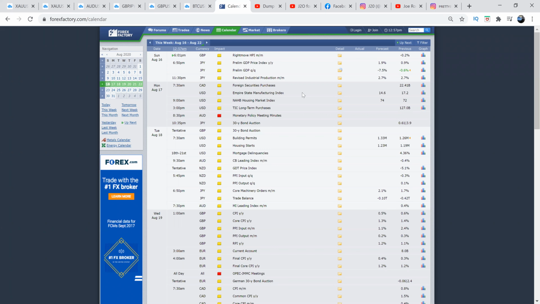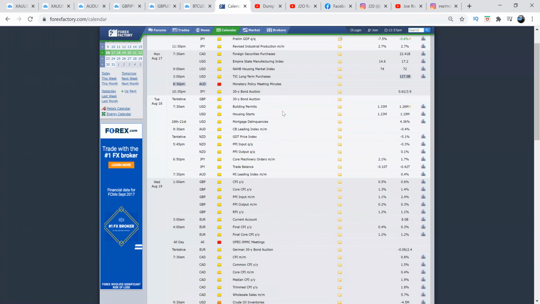We out here looking at charts for the week of August 16th to the 21st. So, like we do, we start off looking at the Forex Factory calendar, and we see Sunday, nothing too crazy. Monday, there's some high impact news with AUD for the monetary policy meeting minutes. Tuesday should be a light day in the market.